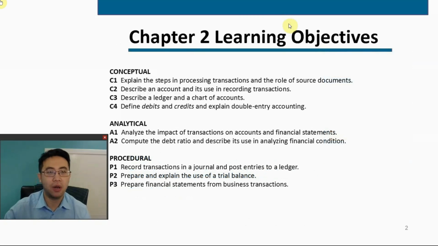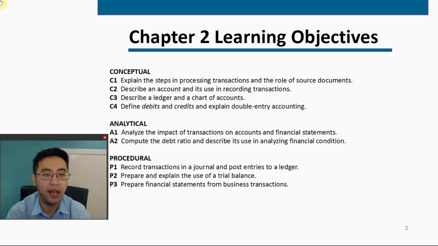Here are our learning objectives. First, we're going to explain the steps that we need to take to process all the accounting transactions, and also explore the role of source documents. Then we will describe an account that is used for recording transactions. And we are going to do a number of accounts, not just one. Then we will describe a ledger and a chart of accounts. So basically, a ledger is a combination of all the accounts we covered.